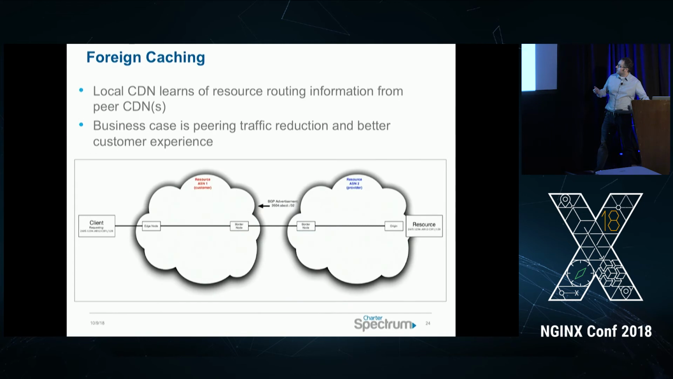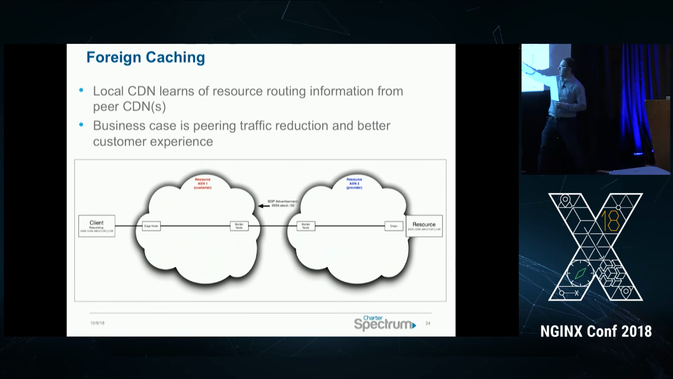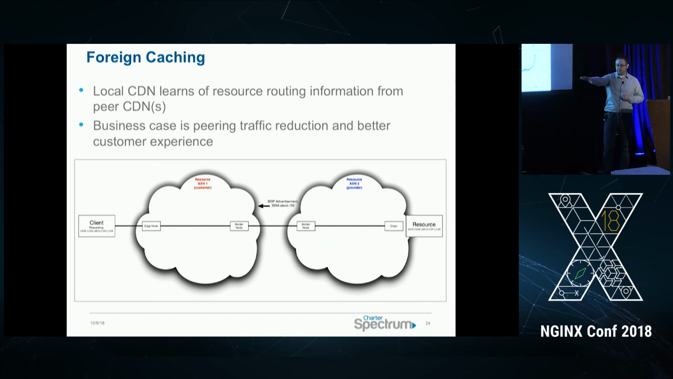I'll go back to this one in a second. So there's the concept of foreign caching, where I have the client and there's a resource over on another CDN that my client wants to get to. Because of that, I need to get BGP advertisements from that provider. So I have the client, you have the resource, I want to cache your content on my network. So how do I know how to get to your origin? So that's kind of one direction.